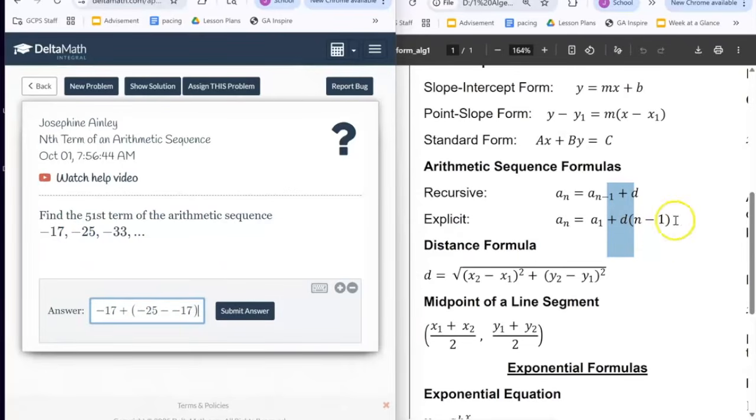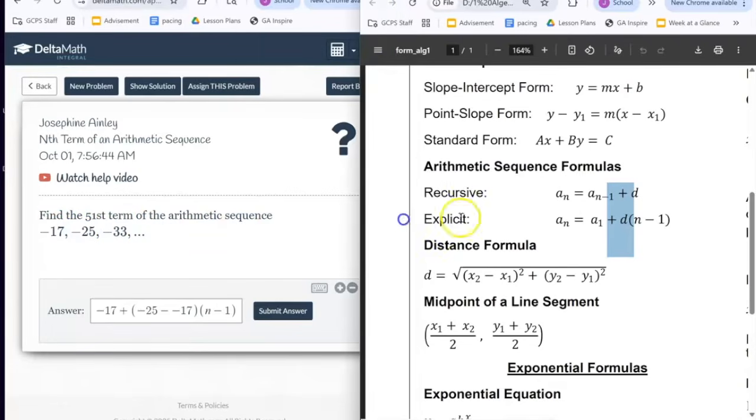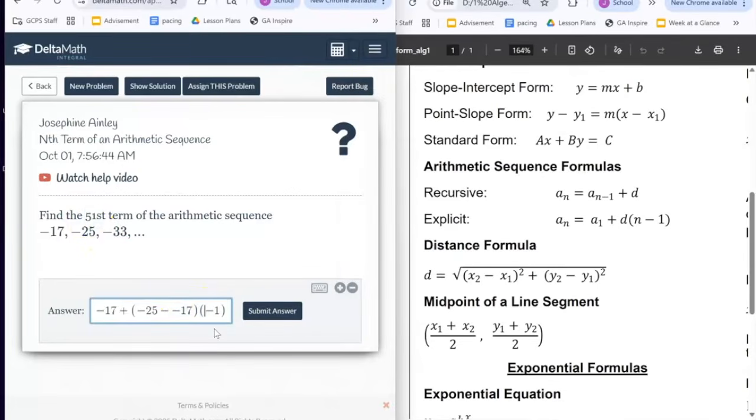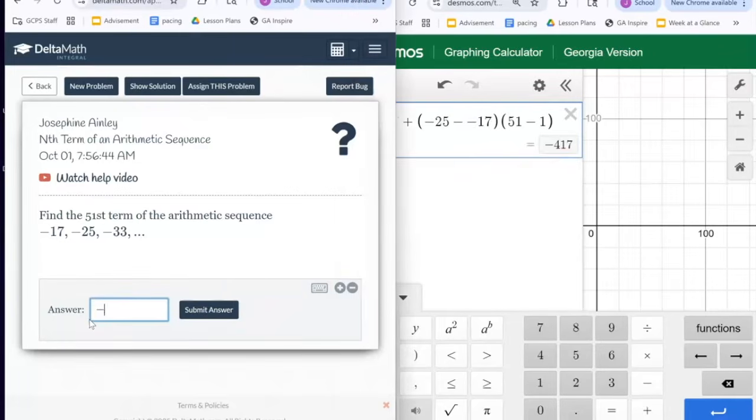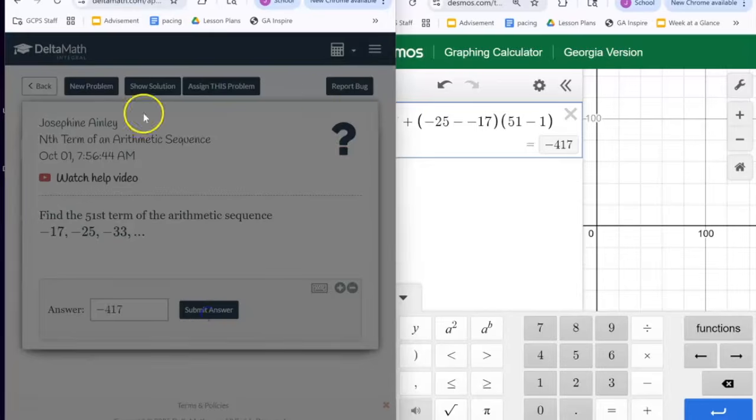And then the last piece is n minus 1 in parentheses. And what is n equal to? It is the term number. So we are told the 51st term. Again, this is the first one, this is the second one, this is the third, 4, 5, 6, 7, 8, 9, 10, 11, 12. That is n, so the term number. So I want the 51st value. What is the 51st value? Take that whole thing, Control C, put it right in the calculator, and it's going to give me negative 417.